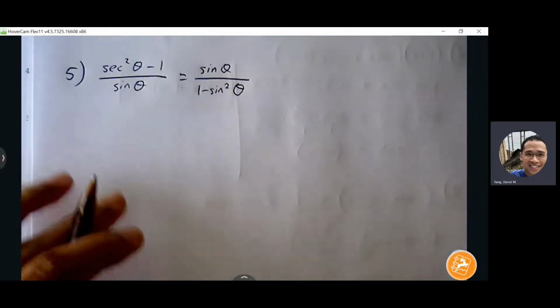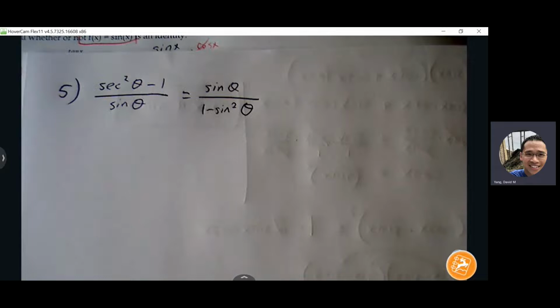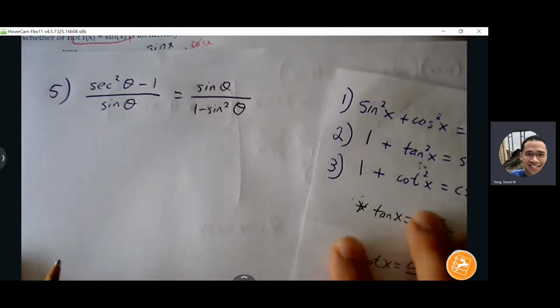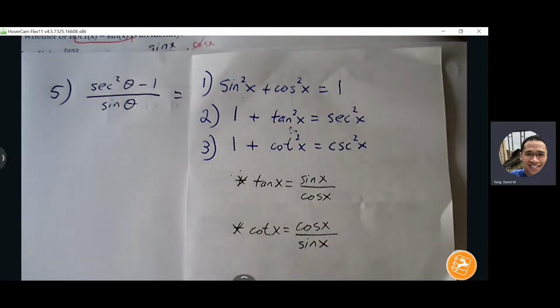Okay, we're never going to work on both sides of the equation, so we can't cross multiply and try to get that to work. We're only looking at the left side, and we're just continuing to work on the left side, trying to get that left side to be in terms of the right side. Okay, so secant squared minus 1 over sine theta. Anything stand out to begin the process here?